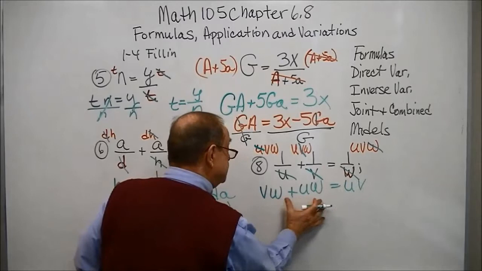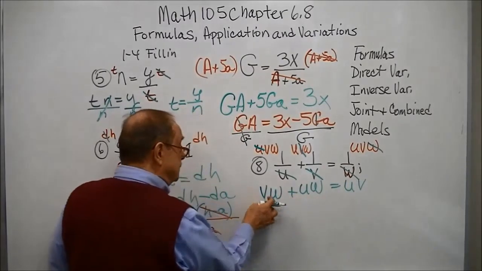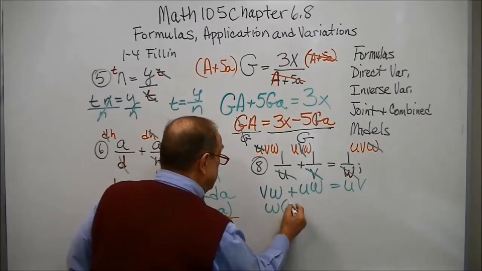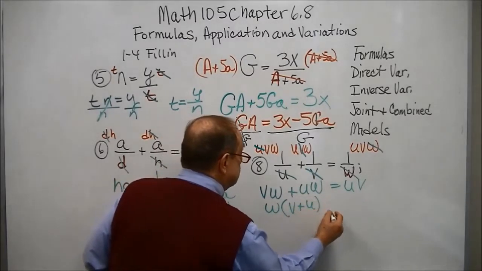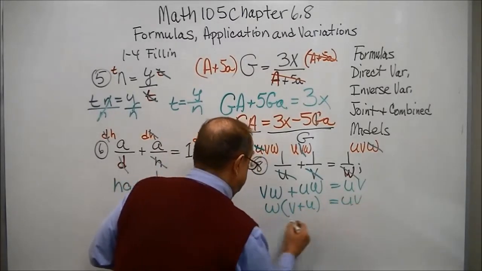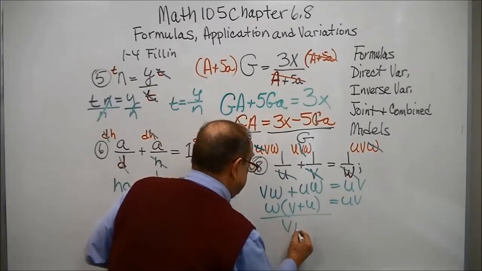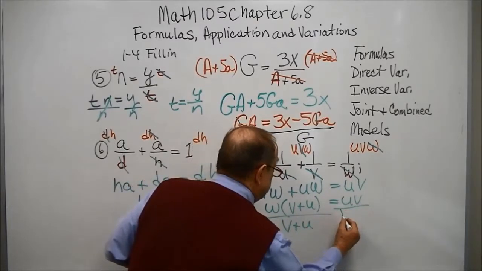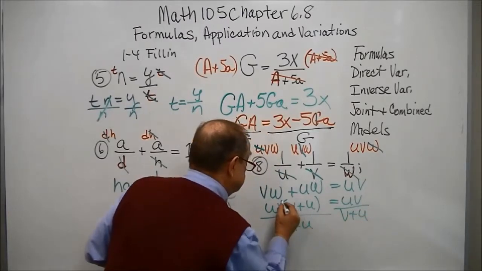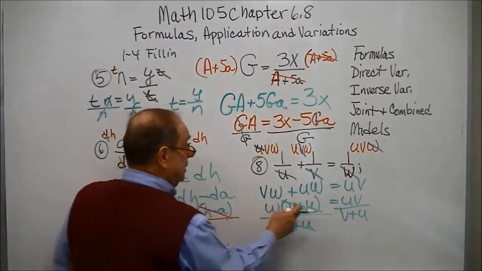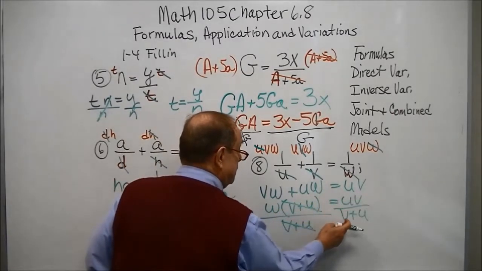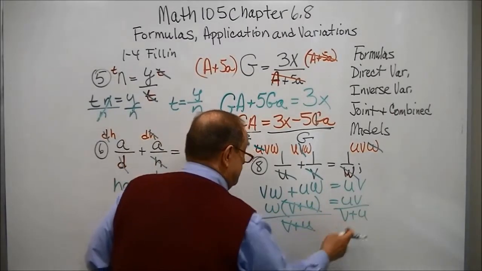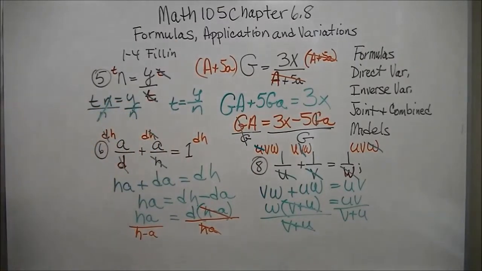Remember, W is in two terms, so we have to factor the W out. V plus U equals UV. V plus U, V plus U. They cancel out, and W equals UV over V plus U. Now, I went a little quickly on some of this, but hopefully you're catching on, and again, a very colorful board there.